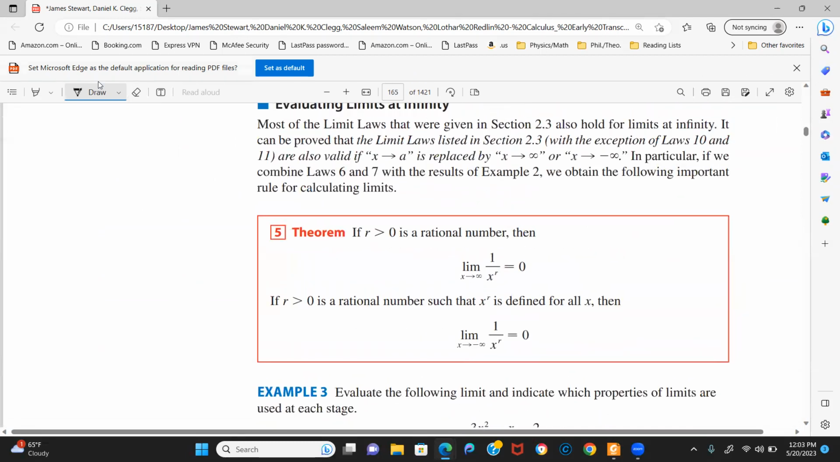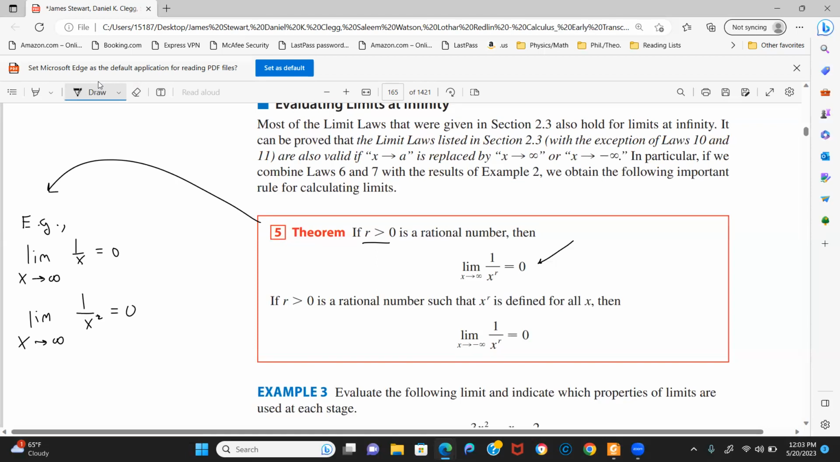So here are some more general facts. If r is a rational number, then this limit is always 0. An example of this is the one we already saw: the limit as x goes to infinity of 1 over x is 0. Or the limit as x goes to infinity of 1 over x squared is also 0. And what is this second statement? Oh, all right. This is when x goes to positive infinity.